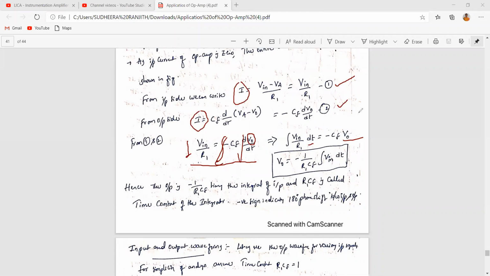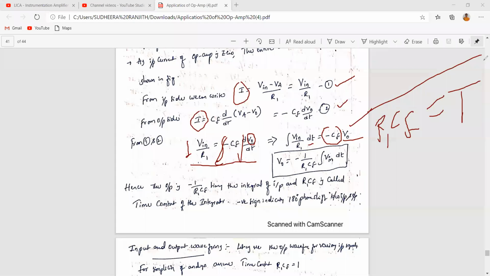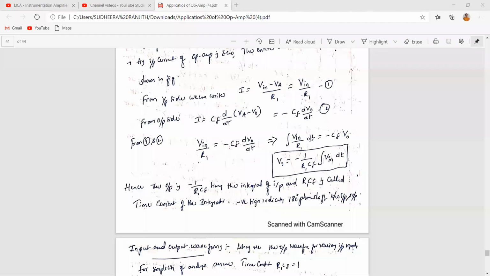We have to calculate the output of the integrator. Taking minus CF to the left hand side, we get V0 equal to minus 1 by R1 CF times the integration of Vin of t. Here R1 CF is the time constant of the system, tau equal to RC. Idea on the time constant? Yes, sir. Right. Then tell me, why are we getting the negative sign here?